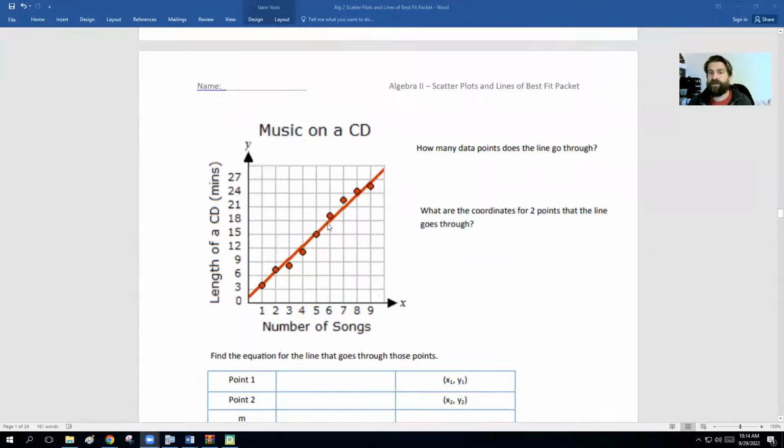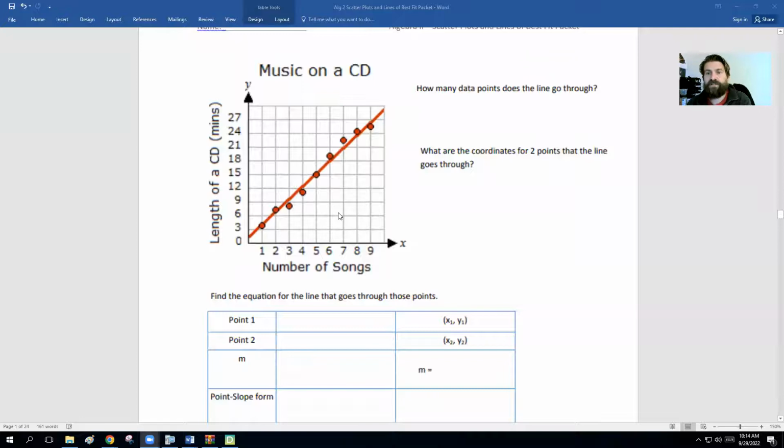All right, so we're going to go through this first part together in our notes here. If we're looking at lines of best fit, what we can do first is see how many data points we have, or how many data points go through the line. I would say it looks like that point definitely does, and that point does. You might argue that one does, but let's say we have 2 points here that go through the line. What are the coordinates for those 2 points?